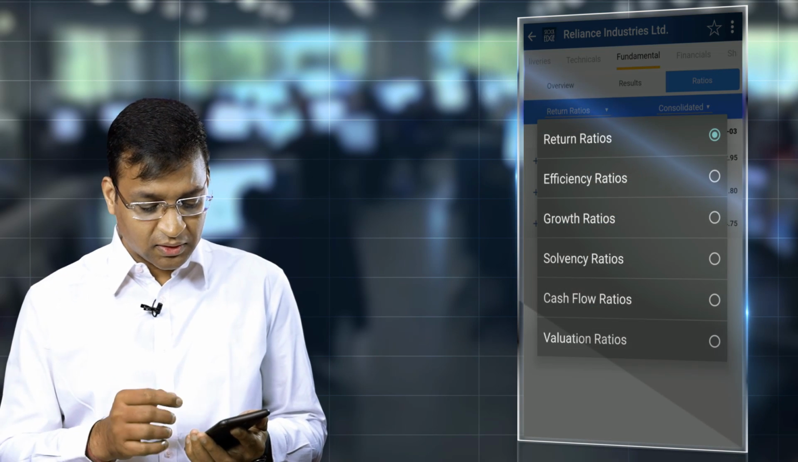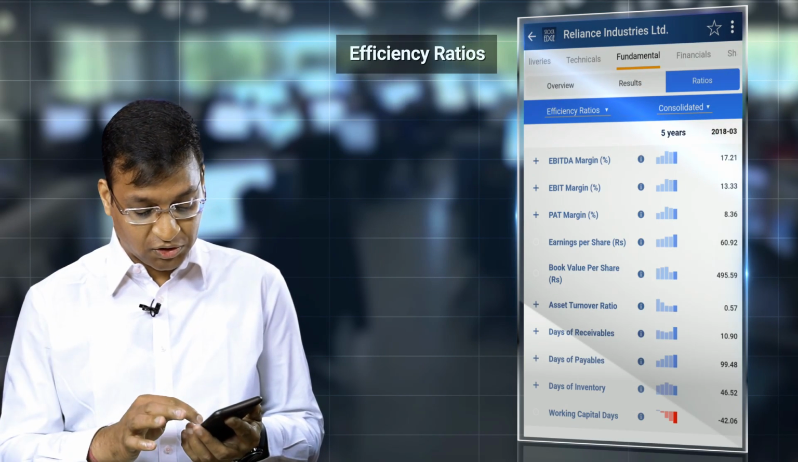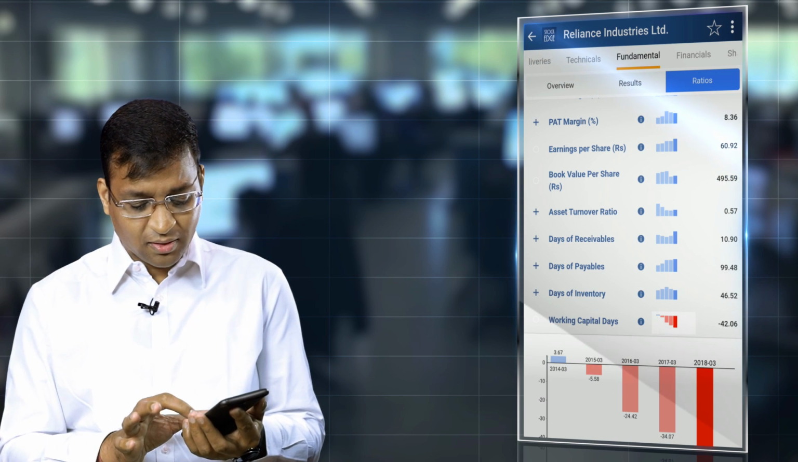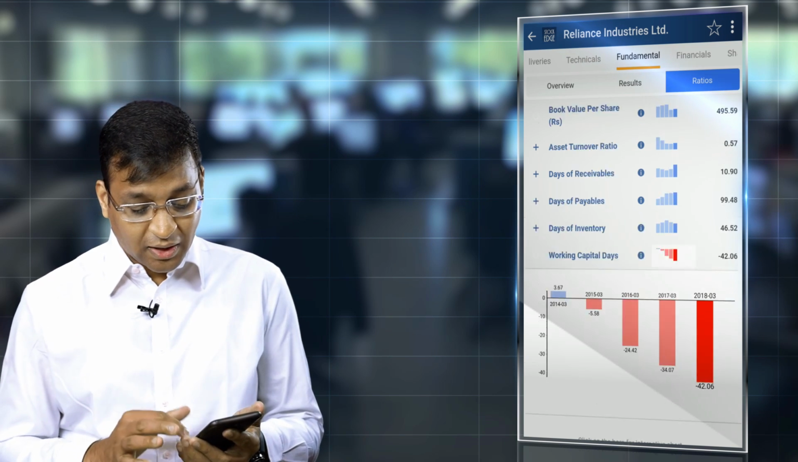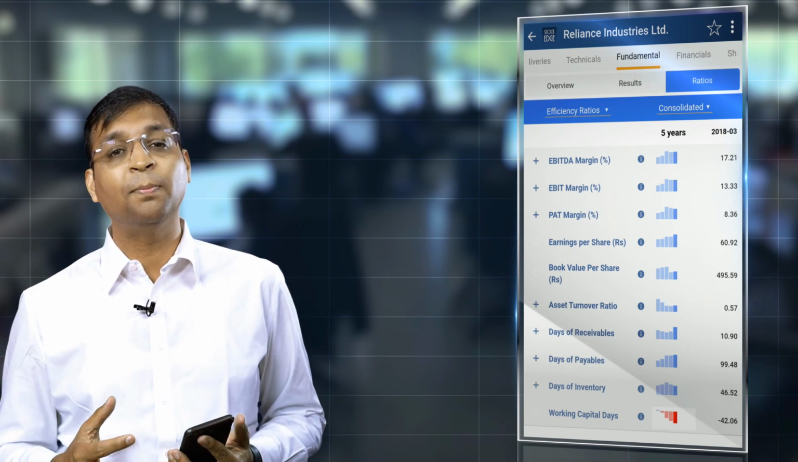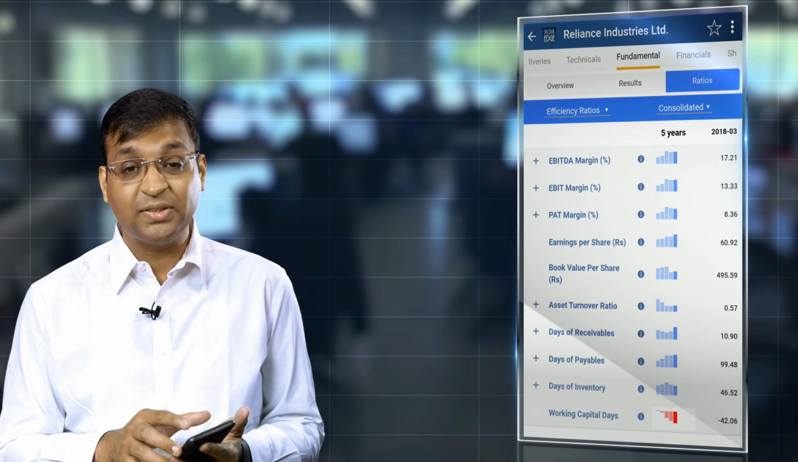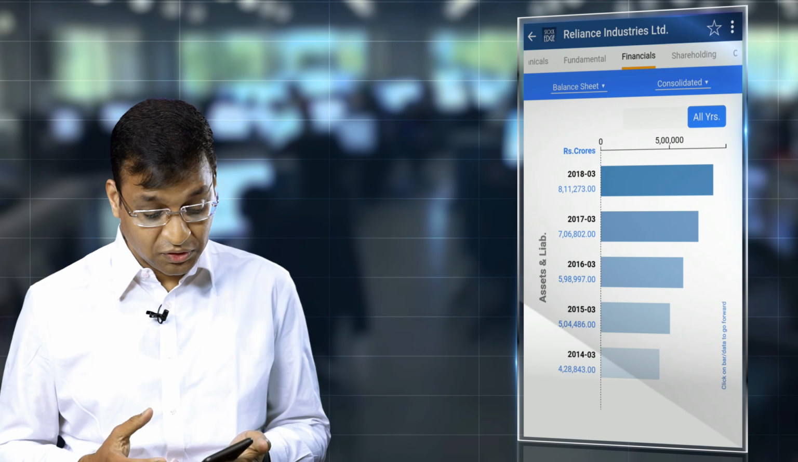Apart from these ratios, we have some really nice ratios. For example, the efficiency ratio, which talks about the working capital cycle. Look at the working capital cycle of this company. It's minus 42. That is so impressive. So literally the company is not requiring funds to do business. They have enough money getting generated because of their working capital efficiency.